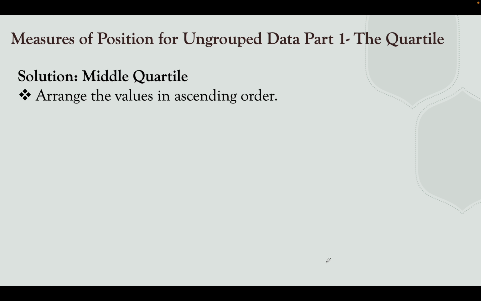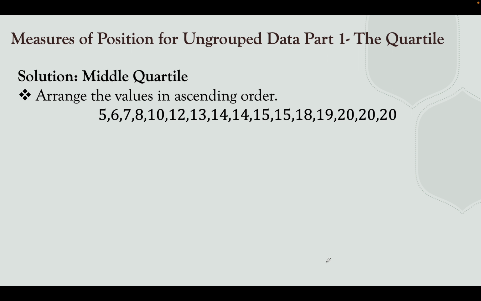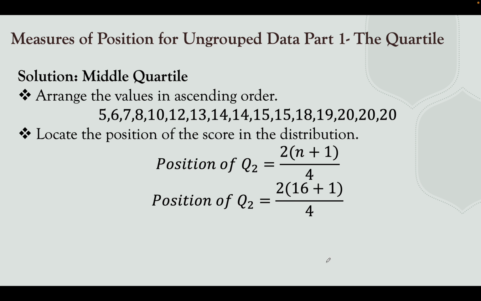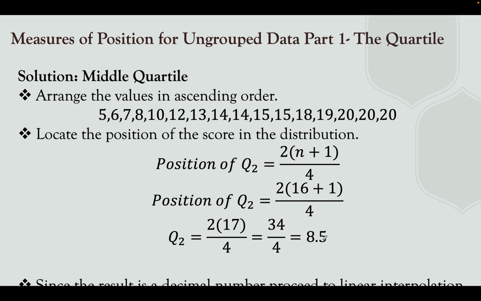Next, let's proceed to the middle quartile. Arrange the values in ascending order. We have here the data set already in ascending order. Locate the position of the score using the formula 2 times n plus 1 over 4. Substitute the value of n, which is 16, since the total data is 16. 16 plus 1 is 17, times 2 is 34. 34 divided by 4 is 8.5.